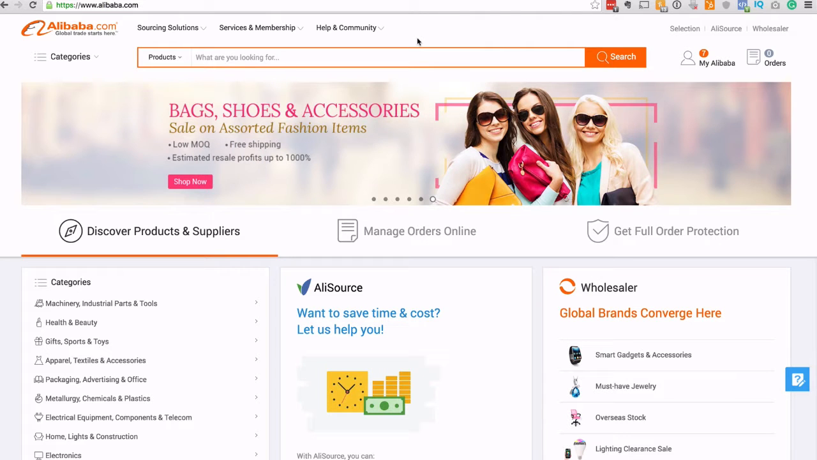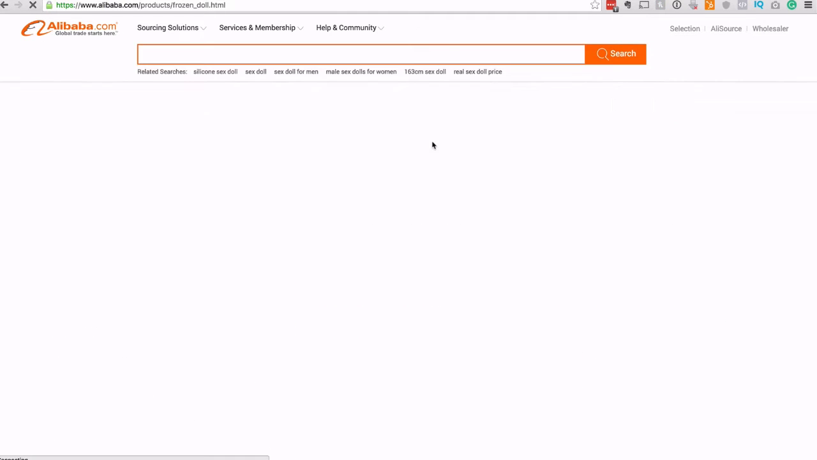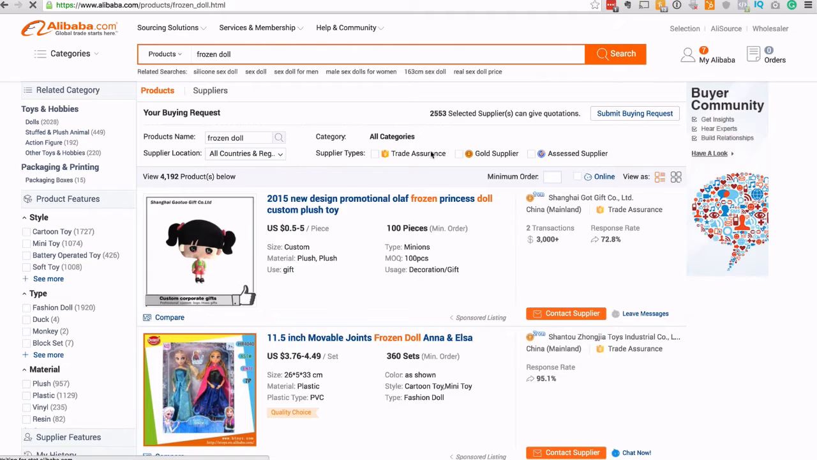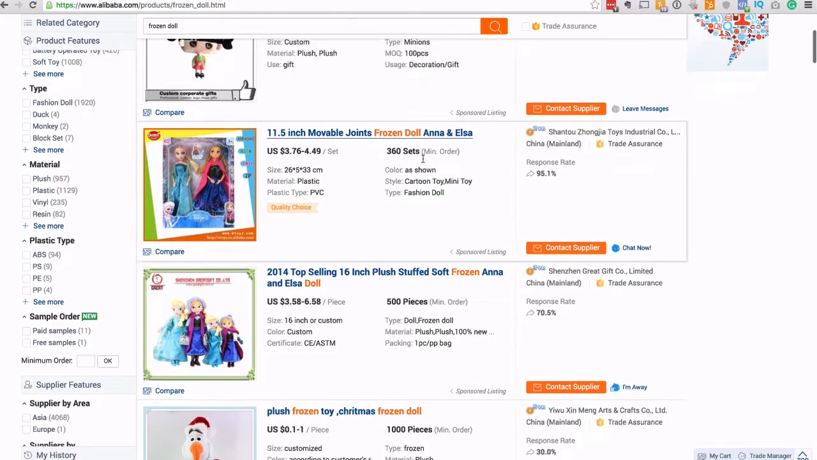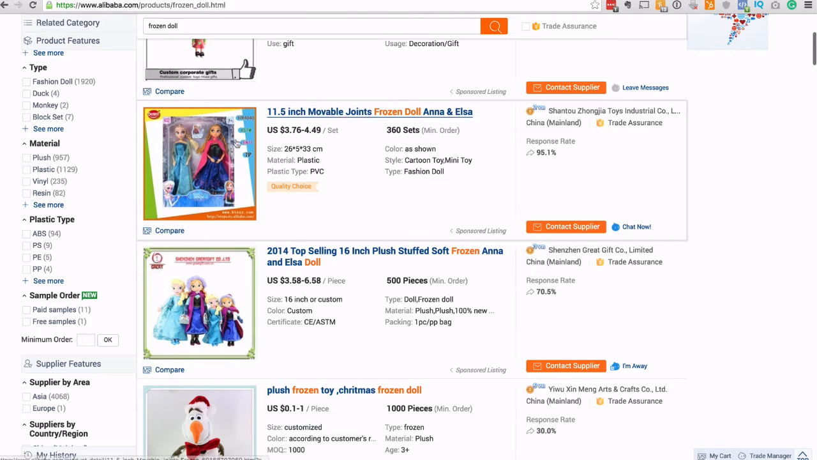Let me give you an example here. Let's say we are looking for Frozen dolls, which is the movie Frozen from Disney. It's a trademark product, I think. And there are some dolls here, like Anna and Elsa, 376 to 449. This looks good to sell on Amazon, but first you need to check with this manufacturer, this guy here, if they have the trademark, the authorization from Disney or from the trademark owner to produce and sell these dolls, okay?